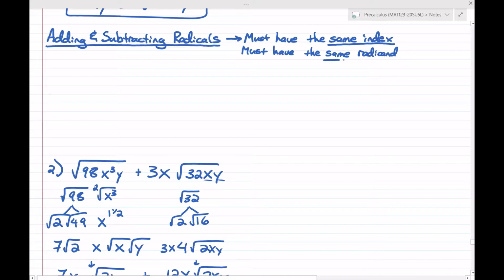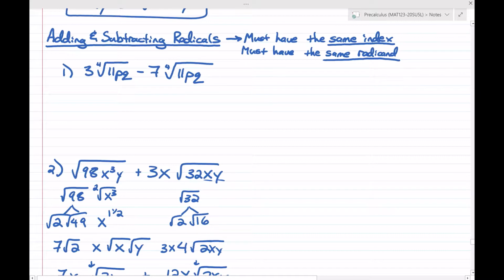Now the radicand is what's on the inside of the radical. So if that's the same and the indices are the same, then you could add and subtract them. So for our first example, let's take a look at a problem like this. Let's say we have 3 times the 4th root of 11pq minus 7 times the 4th root of 11pq.